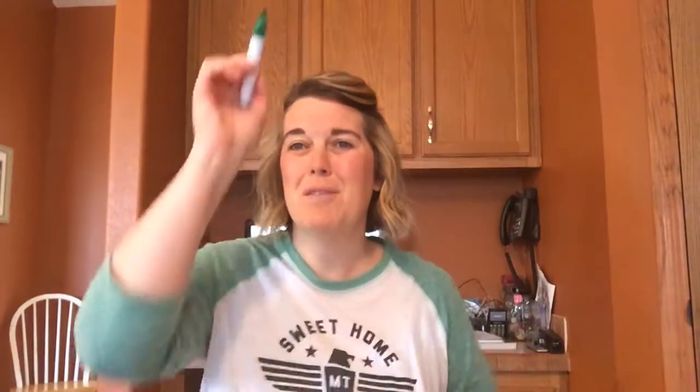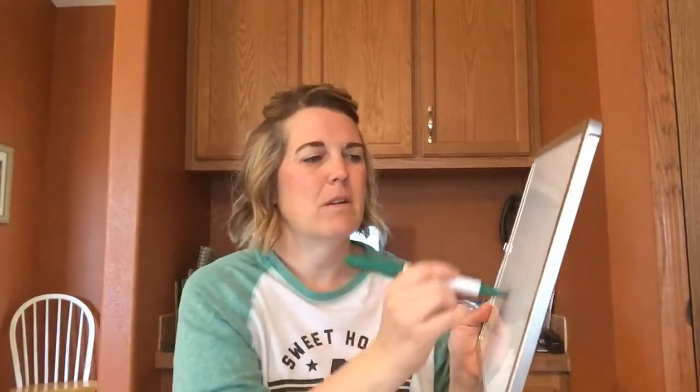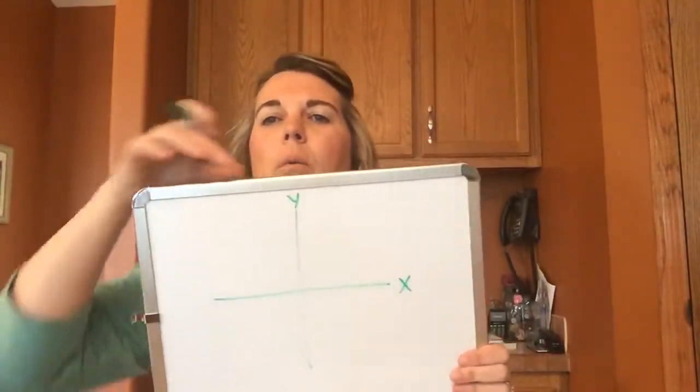Okay, so for exercise F, triangle ABC is reflected across the y-axis. Now remember, they labeled them for you. When we're talking about graph paper, if we're doing something like this, this is the y, this is the x. Remember, y, x. Okay.